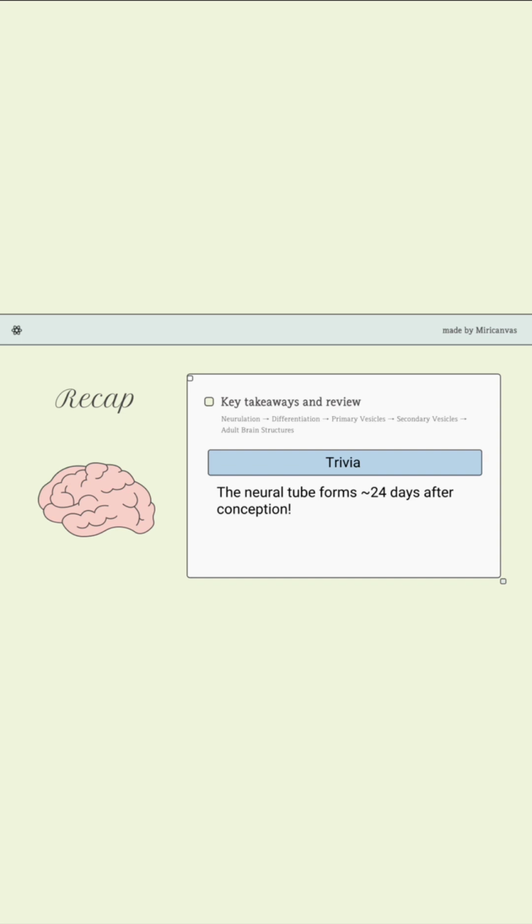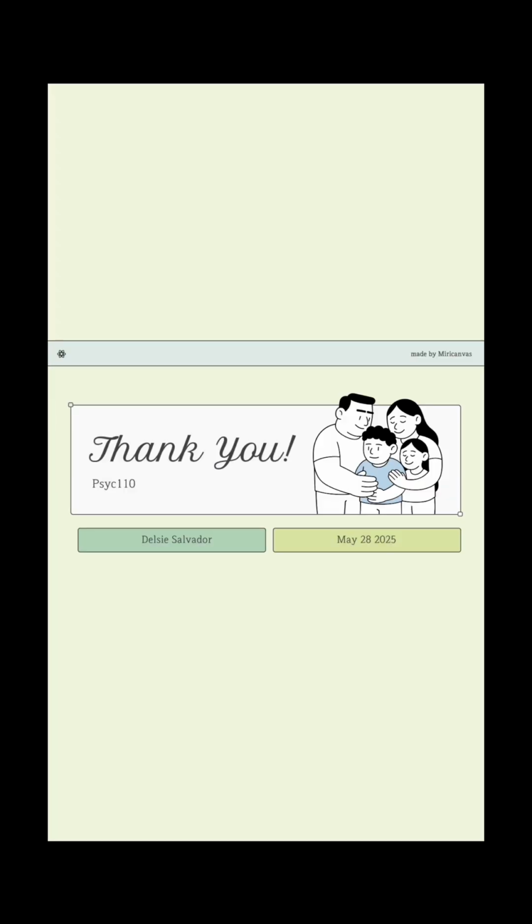Because brain development happens so early, prenatal health is crucial. Taking prenatal vitamins with folic acid is crucial. Eating a balanced diet is beneficial. Avoid alcohol, nicotine, and drugs, and get regular prenatal care. These factors support proper brain formation and reduce the risk of developmental disorders.